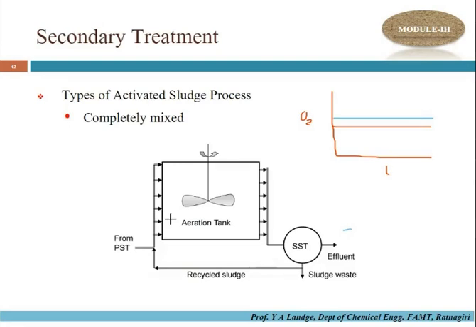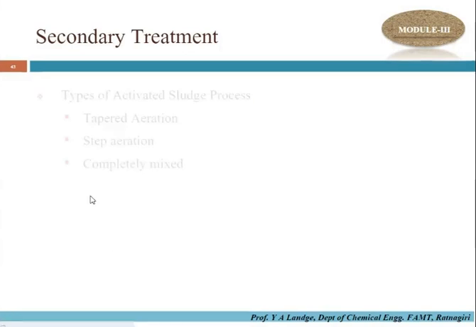Now what happens in contact stabilization? As we know, we can divide the process into three parts. One part is the adsorption of the organic matter on the activated sludge. Now if you see here, I'll show you the previous diagram. So what exactly is happening in this process, we will see.